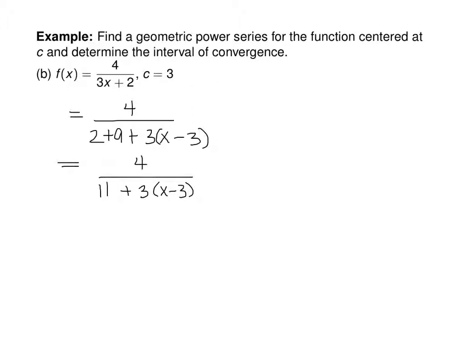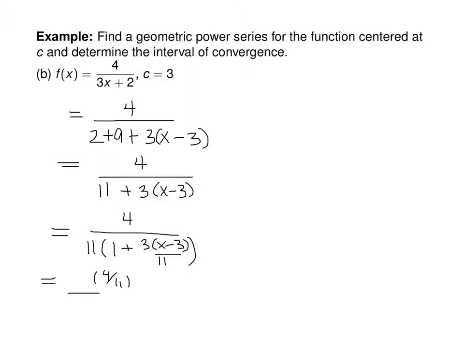Now I factor out that 11, so that becomes a 1, and I'll have 4 over 11 times 1 plus 3 x minus 3 over 11. Eek. That's the same thing as 4 over 11 divided by 1 minus negative 3 x minus 3 over 11.